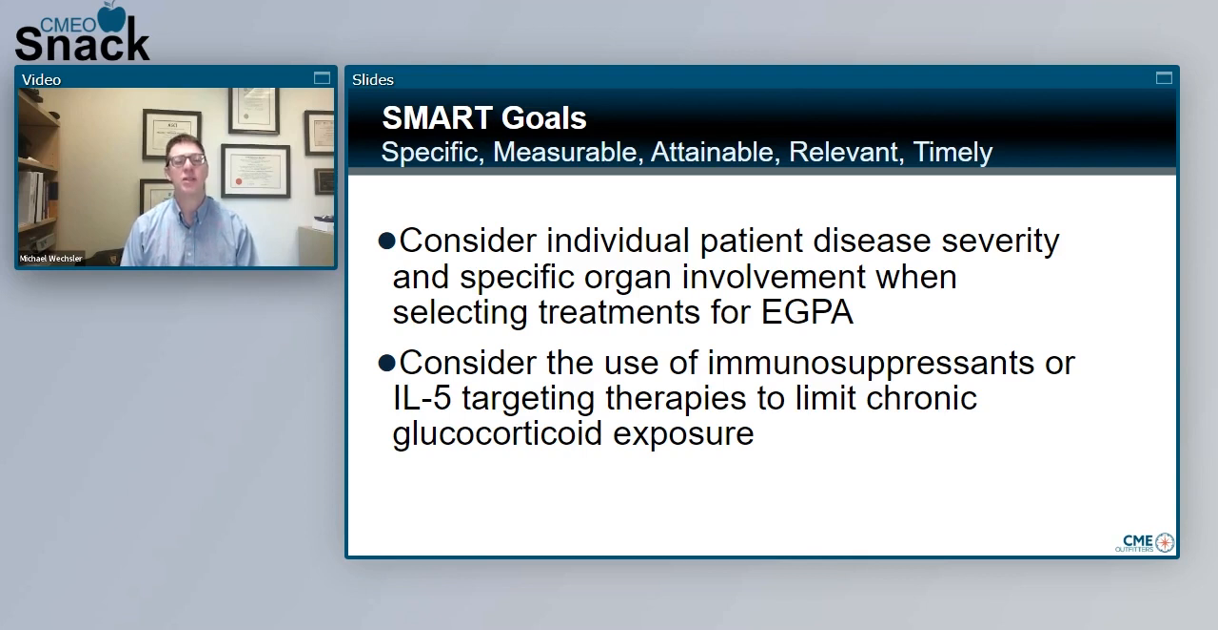Obviously, for patients with severe disease, we need to be very aggressive to try to prevent life-threatening or organ-threatening disease and consider the use of immunosuppressants, particularly for induction of remission and for prevention of relapses. Therapies like cyclophosphamide, methotrexate, mycophenolate, and azathioprine can all be utilized as steroid-sparing options.